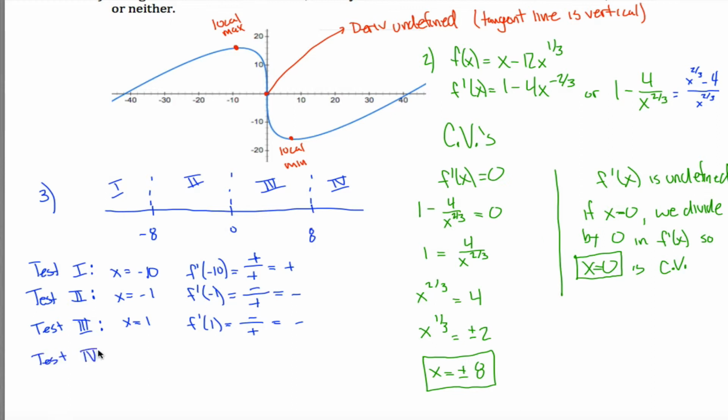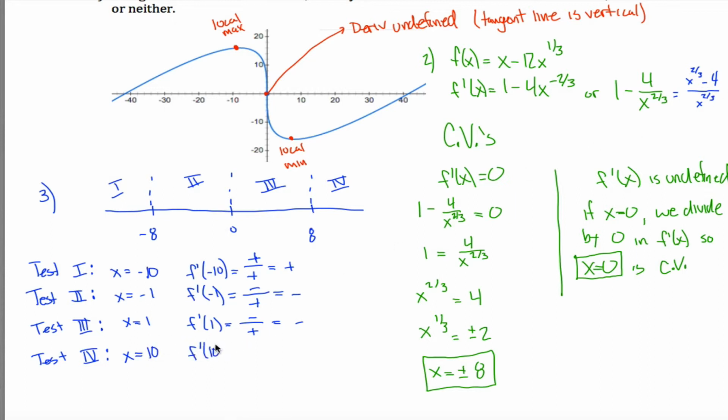And then finally, test 4. Take some number bigger than 8. I don't know, 10. If I chose something that was a perfect cube, like 27, I could figure out the actual value. Because I could say the cube root of 27 is 3, and 3 squared is 9, and 9 minus 4 is positive 5. But anyways, to follow the symmetry that I did here, I'll just use 10.